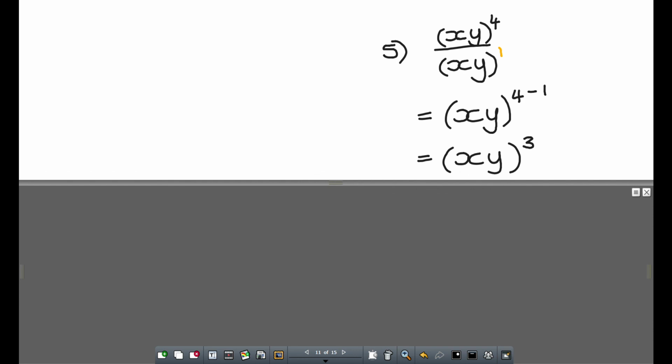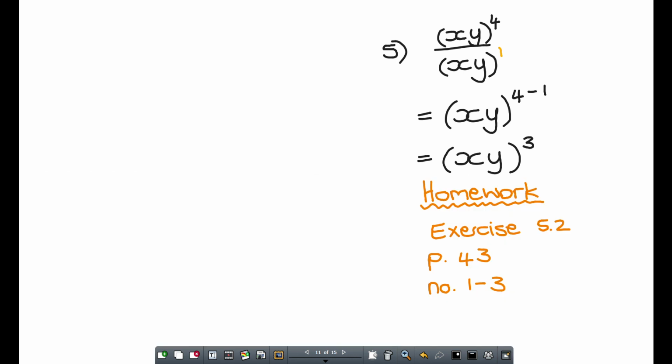If I ask you to get rid of those brackets, remember that 3 applies to everything in the bracket. So that would be the same as x to the power 3, y to the power 3. Okay. Right. So any questions about dividing powers? Okay. Then your homework will be exercise 5.2. That is on page 43. You're going to do number 1 up until 3.